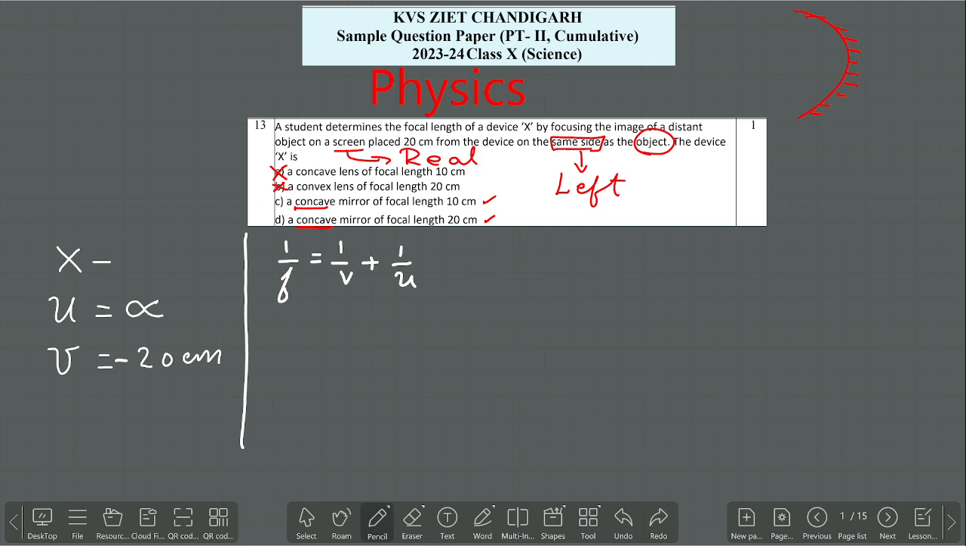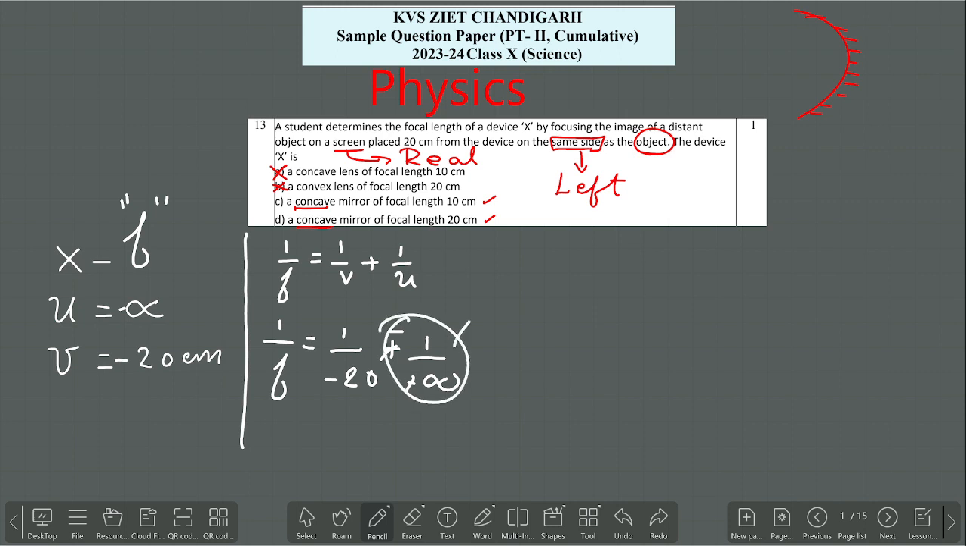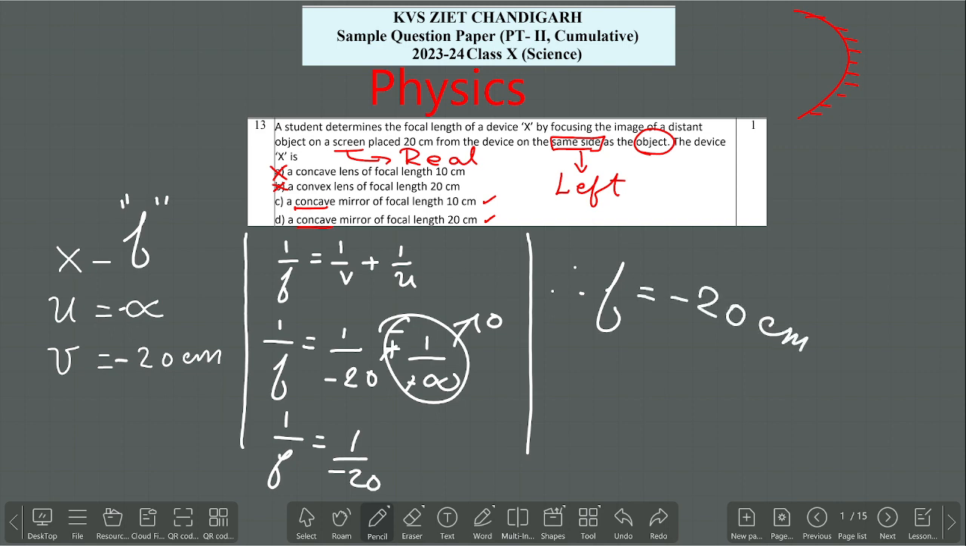Which one are we going to find? We are going to determine the focal length, F. So 1 by F is equal to 1 by V, and the value of V is given as minus 20, plus 1 by U. What is the value of U? It's going to be minus infinity as it is on the left hand side. Plus 1 by minus infinity, the whole term becomes 0. So 1 by F is equal to 1 by minus 20. Therefore you can conclude that F is equal to minus 20 centimeter.